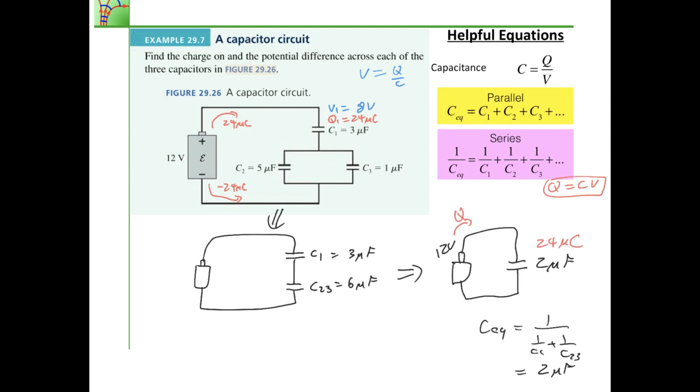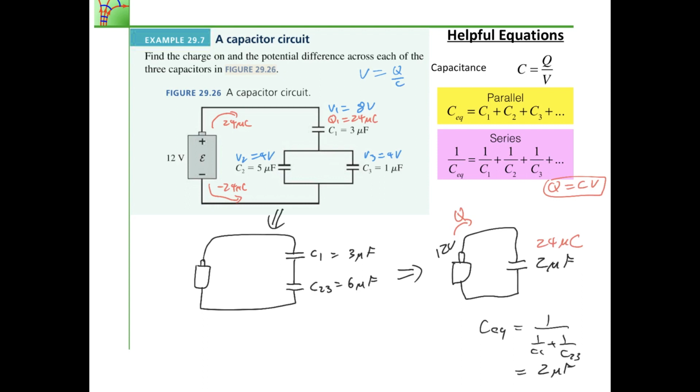Now here's the trick to solving this one. We know that the battery is 12 volts from top to bottom. That means from here to here, it's 12 volts, from that top to the bottom here, it's 12 volts, regardless of the path. So it's 12 volts this way, or it's 12 volts that way. So if this is 8 volts, then the difference for the remaining part has to be 4 volts, because it has to add up to 12. So that means V3 is 4 volts, and V2 is also 4 volts.